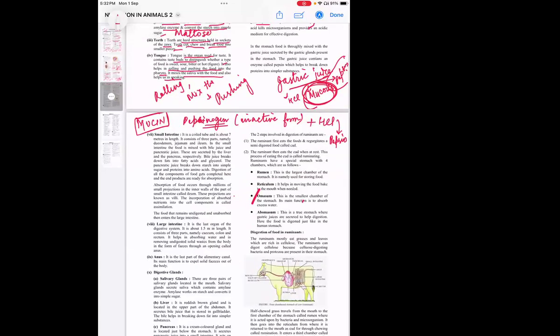Okay, clear. Now, moving to the next one, in the stomach, food is thoroughly mixed with the gastric juice, which is produced by the gastric glands in the stomach. They contain the enzyme called pepsin. So what does this pepsin do? It works on the protein and breaks it down into smaller molecules.